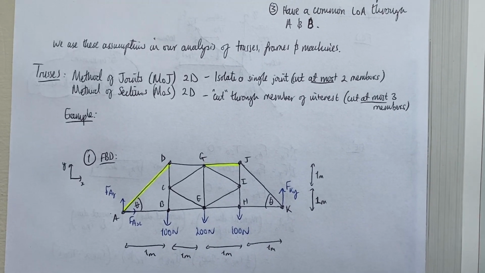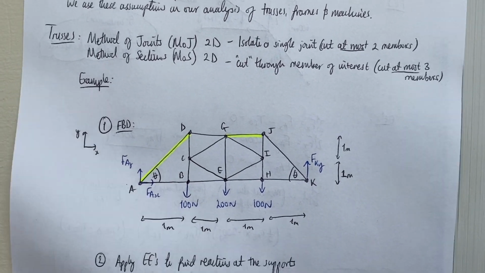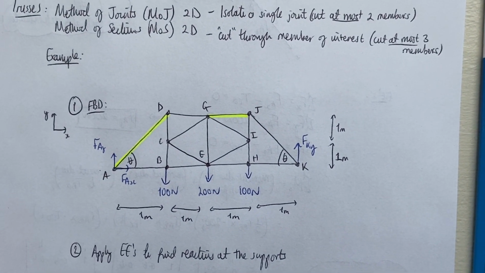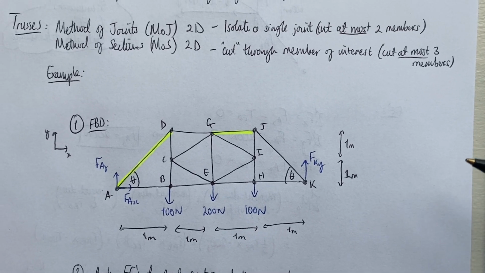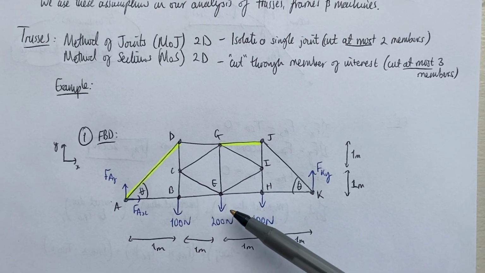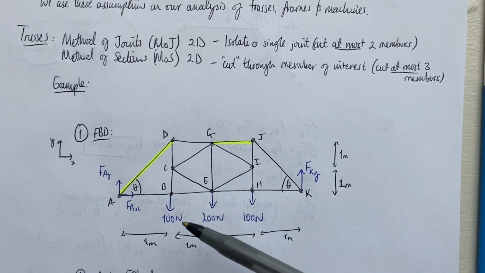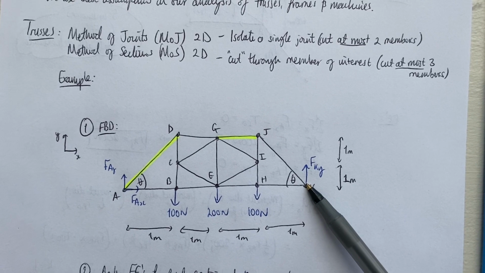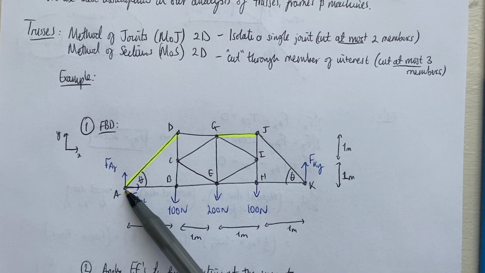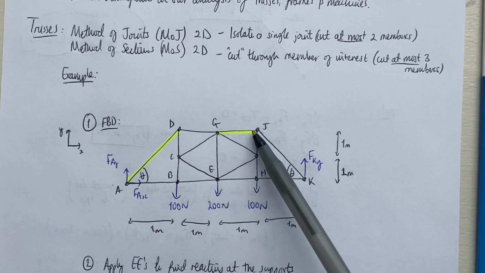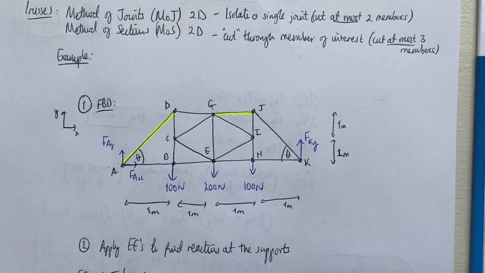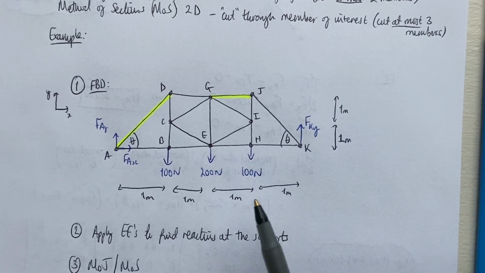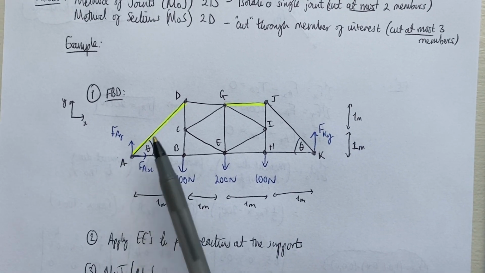So with that in mind, we're just going to have a quick look at this example here. I've drawn a Freebody diagram of a truss, and I've got some dimensions on there. I've got some external loads. I'm assuming a pin support at A and a roller support at K, and what I'd like to do is find the axial forces in AD and GJ. So the first thing that I have to do is apply the equilibrium equations to the whole truss to find the unknown reactions.